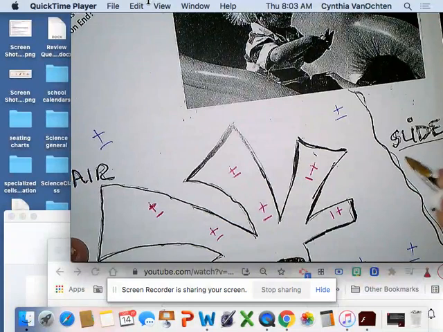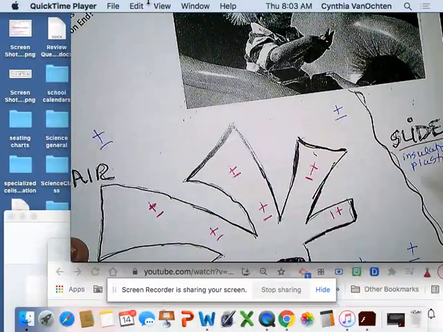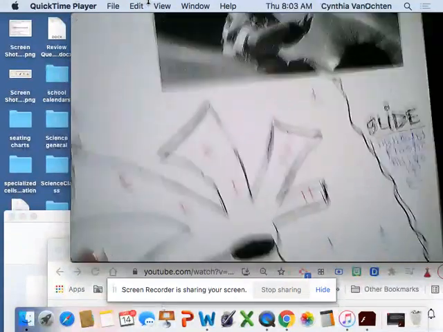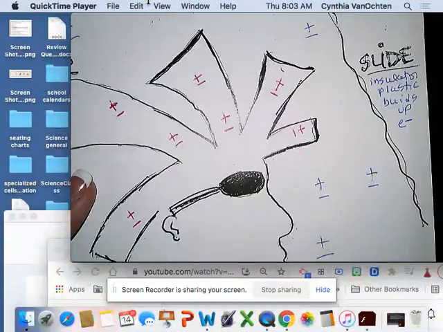Okay, so the slide is an insulator. Let's write that. It's plastic, and so it builds up electrons. And again, this is going to help you with your assignment today, so I would really try to write that down.